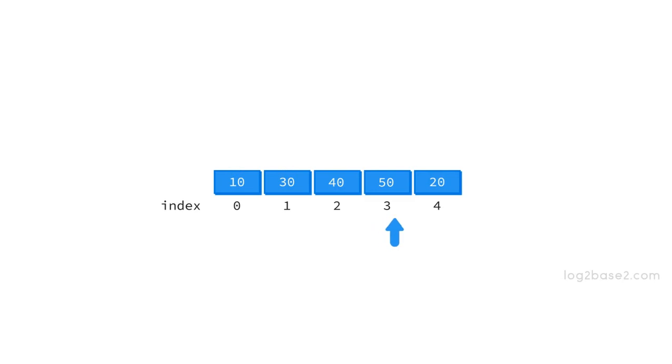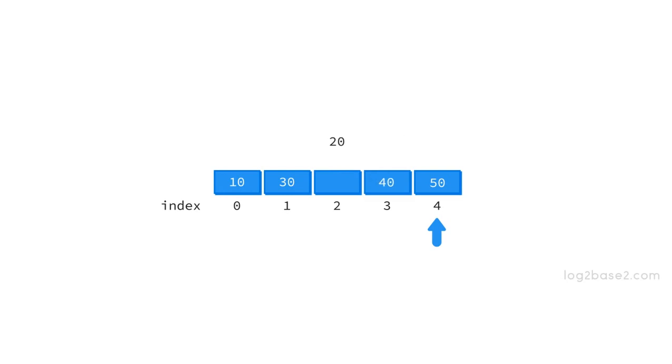Now take the fifth number, which is 20, and compare it with the previous number 50. And 20 is lesser than 50, so 50 should only come after 20, hence we have to place 50 in the fifth position. Now compare 20 with the current previous number, which is 40. And 20 is lesser than 40, so place 40 in the fourth position.